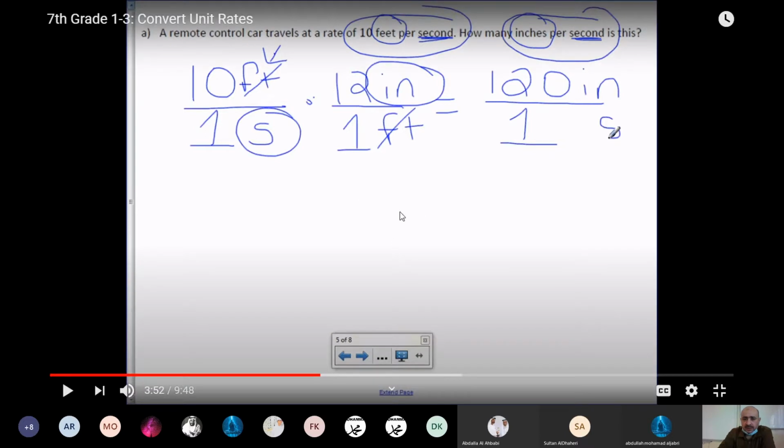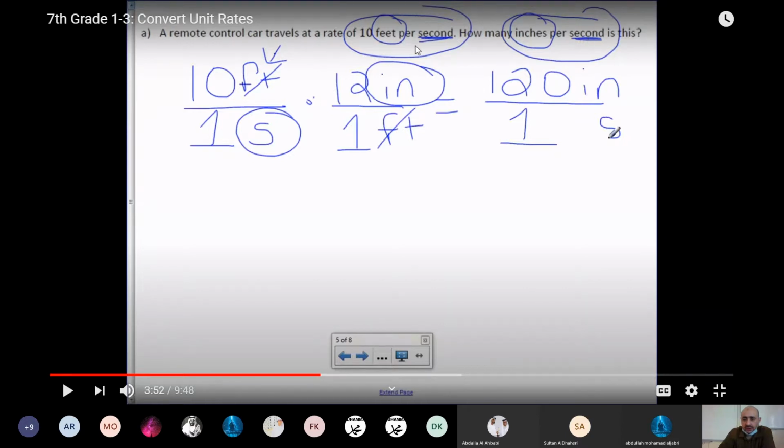The last step. Listen here to this example. Here we want to convert from 10 feet per second to inches per second. As you see, here we have second and here we have second, no change. But here we have feet, here we have inches.